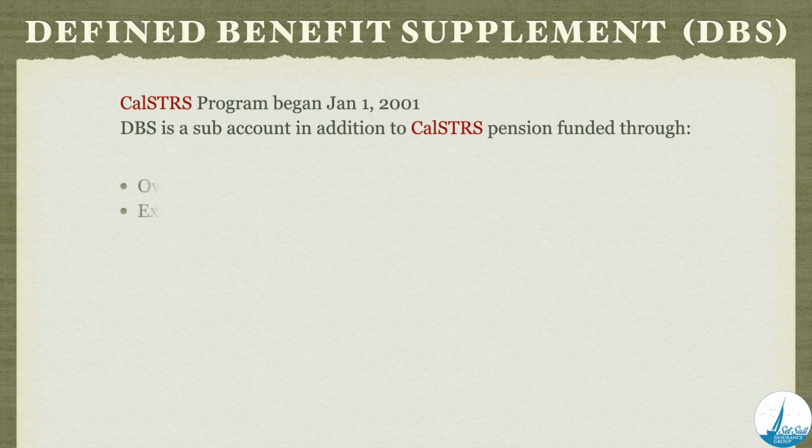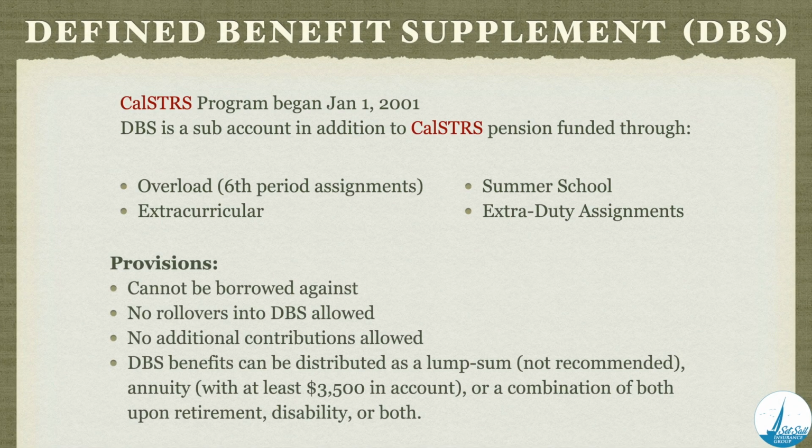The Defined Benefits Supplement Account. It's a CalSTRS only program that began January 1st, 2001. The DBS is a sub-account in addition to your CalSTRS pension, which is funded through your overload, extracurricular, summer school, and extra duty assignments. So just to clarify, all of the hours you work outside of the normal school day are not paid into your STRS pension. They instead go towards your DBS sub-account, which earns its own interest. It cannot be borrowed against, there are no rollovers, and there is no additional contributions allowed.